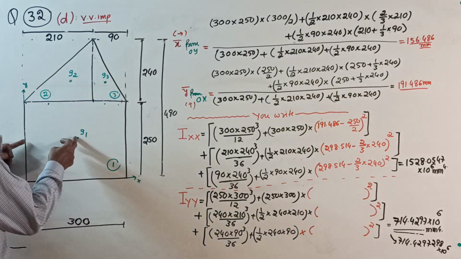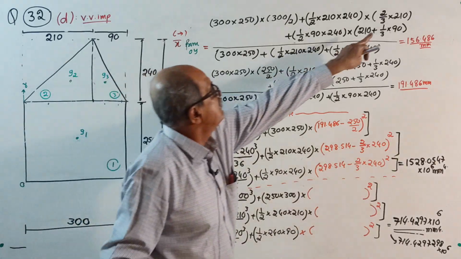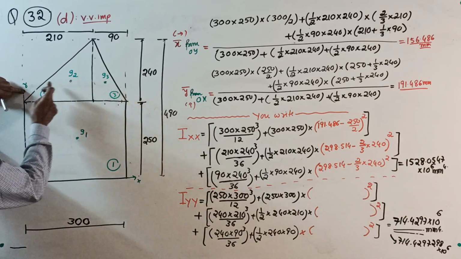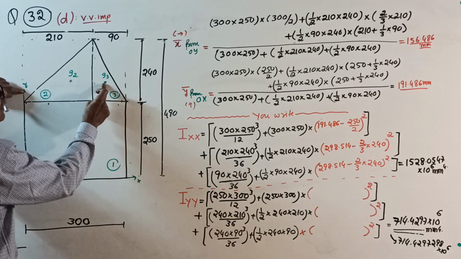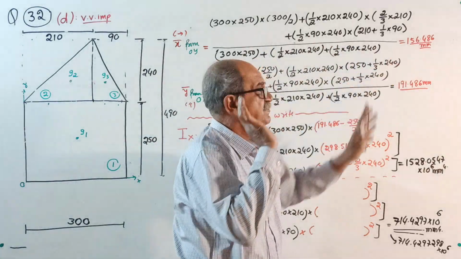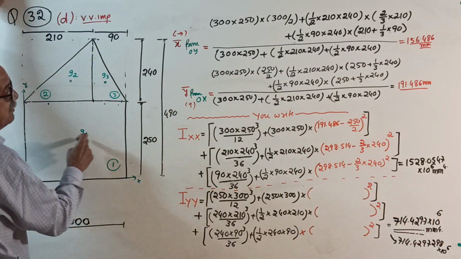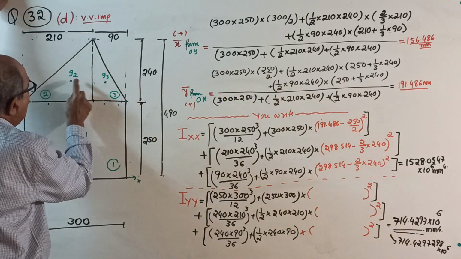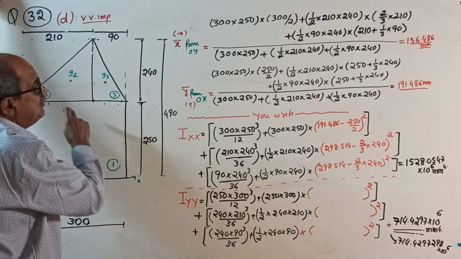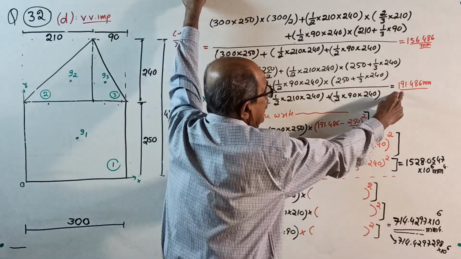Start. I already told X1, 300 by 2. X2 from here, see, 2/3 of 210. X2, A2, X2. X3, A3, X3. See, side is here: 210 plus 1/3 of 90. Divided by A1 plus A2 plus A3 will give you X bar. Y bar: Y1 from here, 250 by 2. Y2 and Y3, both of them are 250 plus 1/3 of 240. See, both are same. Y vertically same. Divide by total area, you get Y bar.